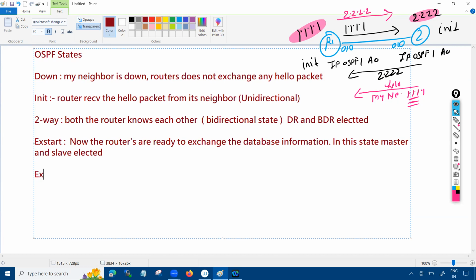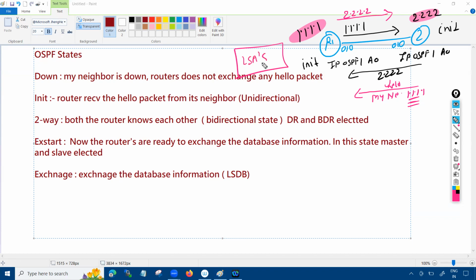Finally, in the exchange state, what happened? Now we are gonna exchange the database information. We can see the LSAs, we are gonna exchange the LSDB table. So router one is gonna share its own LSDB table to router number two, and router number two is gonna share its own LSDB table to router number one. Both routers have an LSDB table that contains the LSA information. So router one shares its own LSA database table, and router two shares its own database table to router number one.